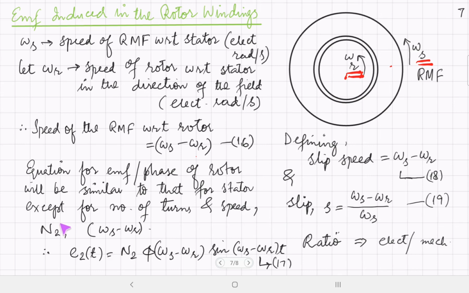If we have N2 number of turns per phase of rotor, and the speed between the rotor and the rotating magnetic field is omega s minus omega r, we can write the equation for the EMF induced per phase of rotor as N2 phi. We had in the other one N1 phi, and then we had omega s there. Instead of omega s, we have omega s minus omega r, the relative speed between the field and the rotor, into sine of (omega s minus omega r) t.